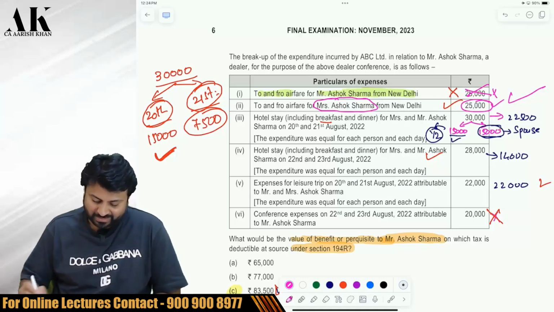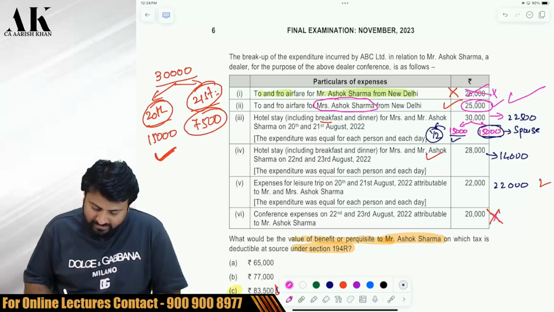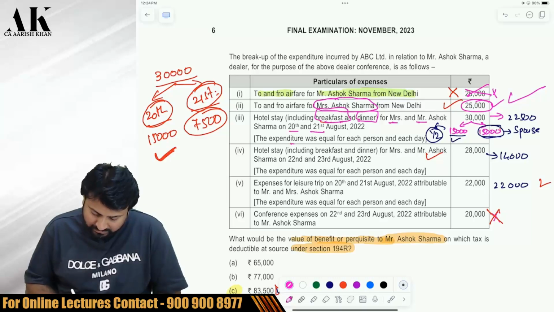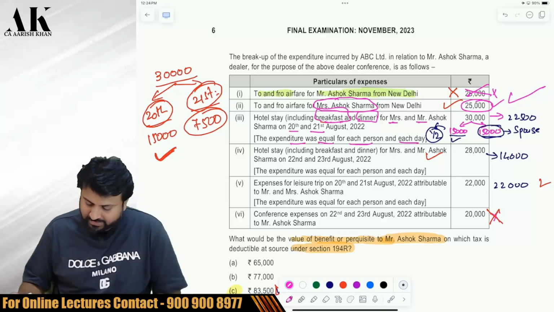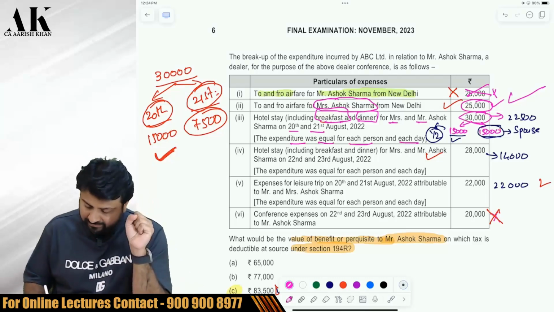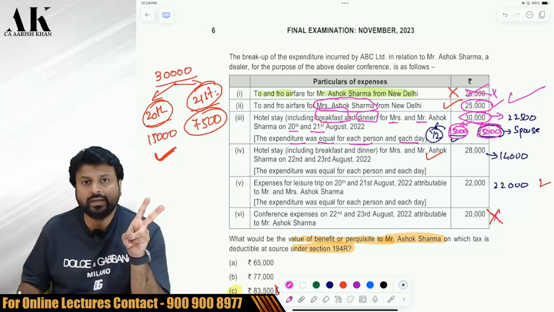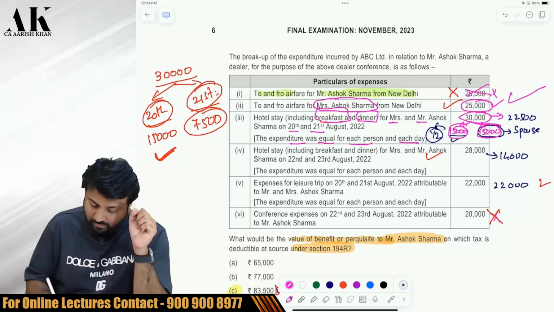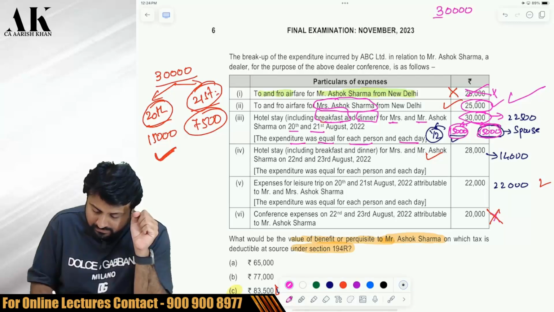Then hotel stay including breakfast and dinner, 2 meals of Mrs. and Mr. Ashok on 20th and 21st. Expenditure was equal for each person each day. Now listen. Total you have incurred 30,000 for 2 days. Therefore 15,000 for 1 day. Now out of this 30,000, listen.